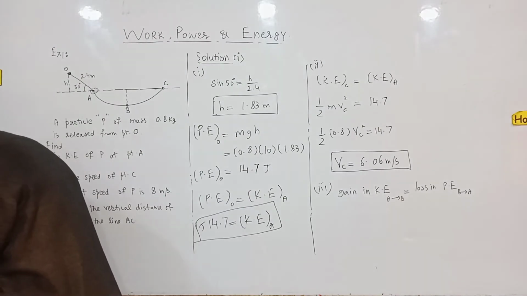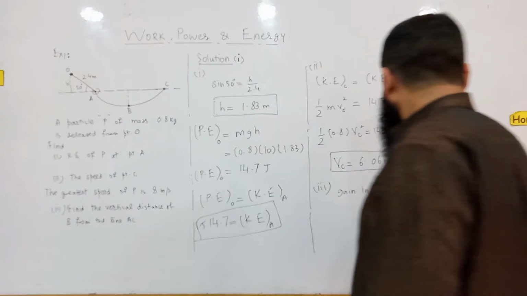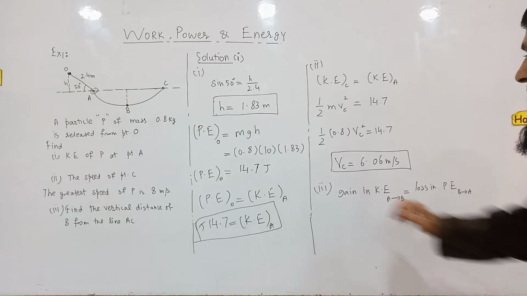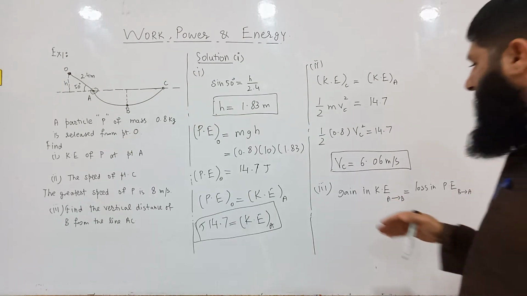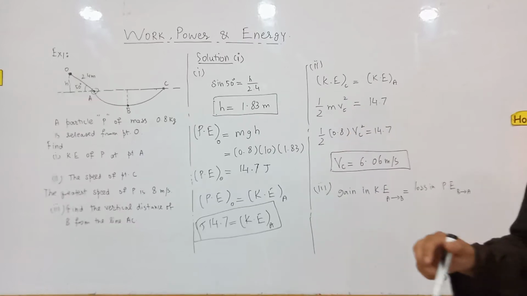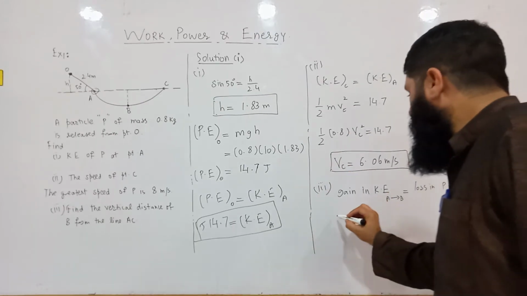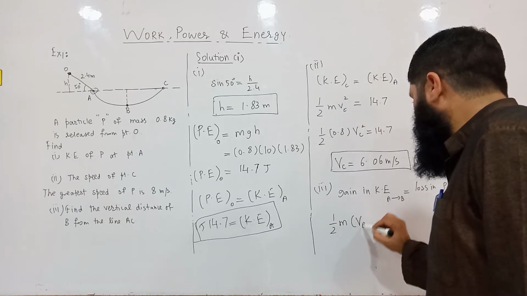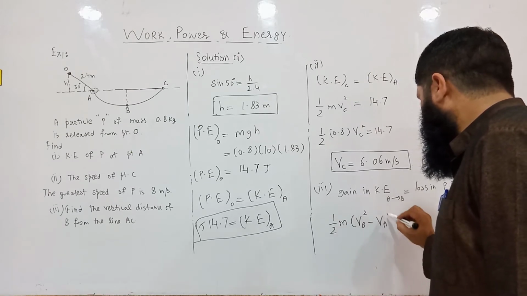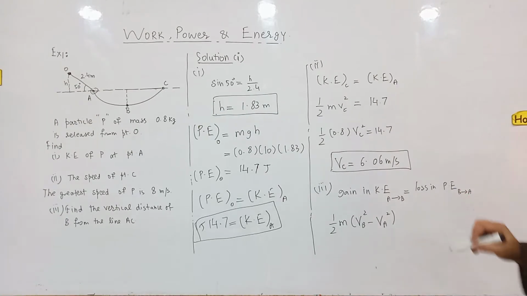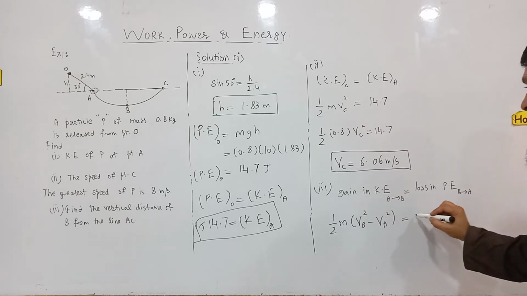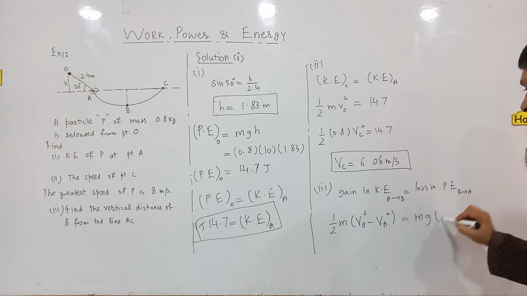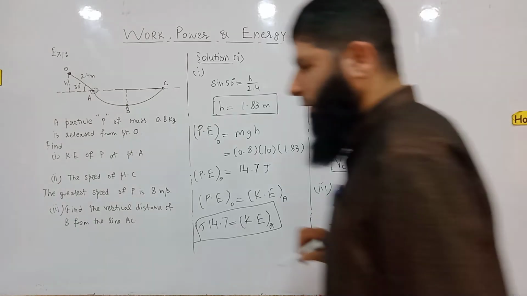If we want to find the gain in kinetic energy, before this example I told you an expression for how to calculate it: 1 over 2 m into (V squared minus VA squared). Similarly, the loss in potential energy will be equal to mg and the change in height.